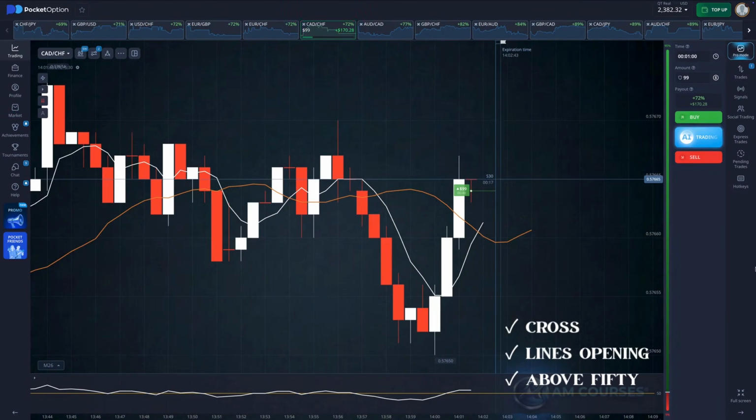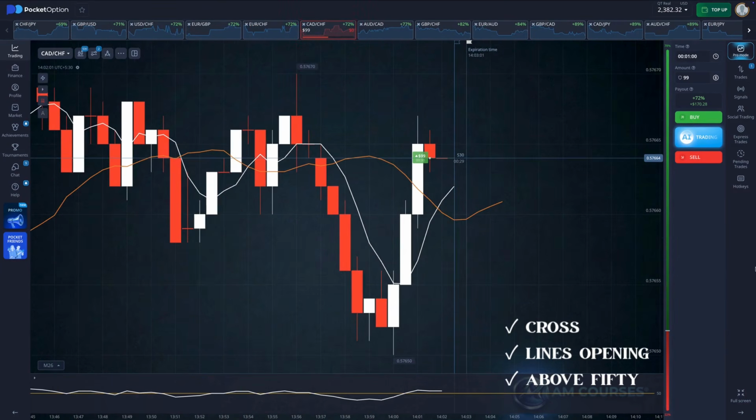The fast line turns up and cuts above the slow line. They open apart straight away. And below the chart, the line pushes above 50. All 3 conditions. This was the cleanest signal of the day.